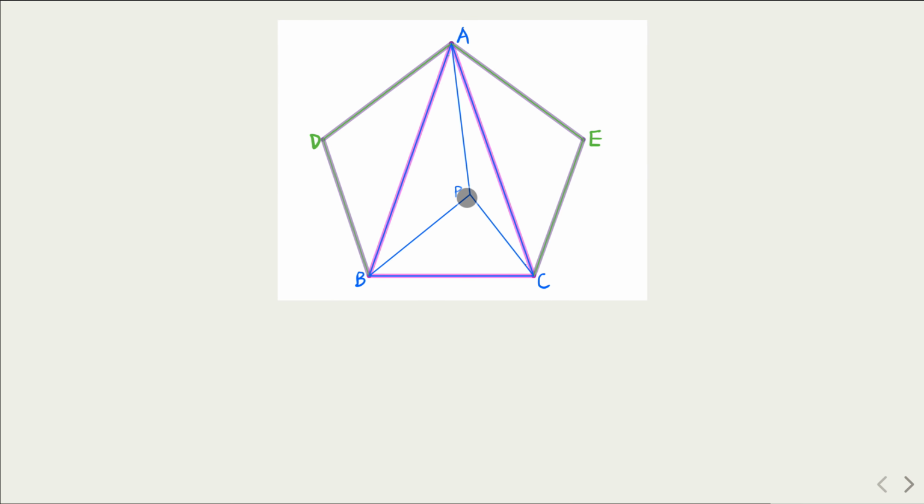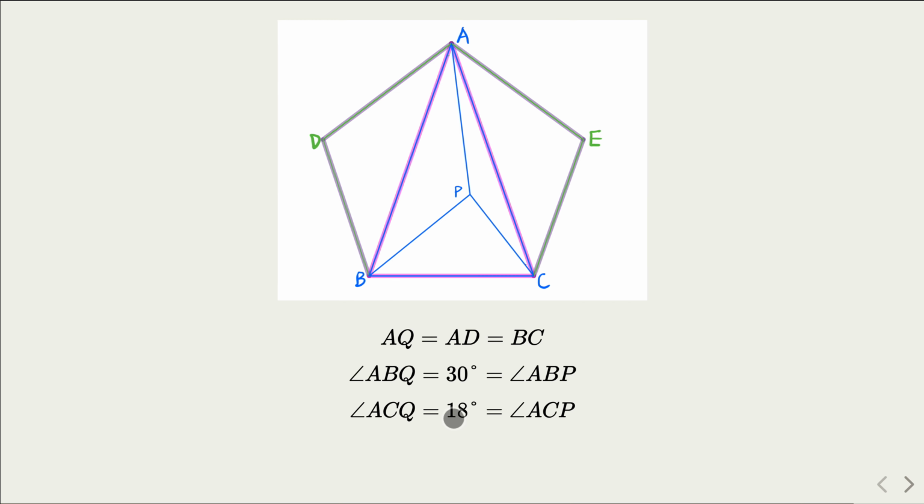Okay. So now let's look at the original point P. Remember, P is such that this angle is 18 degrees, this angle is 30 degrees, which coincide with our Q. We know that originally AQ equals BC. But now we know that ABQ equals ABP, and ACQ equals ACP. So we claim that P and Q are at the same position. Since AQ equals BC by construction, we know that AP must equal BC. That's the proof. Okay?